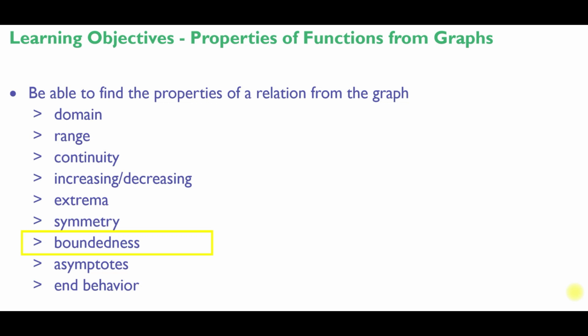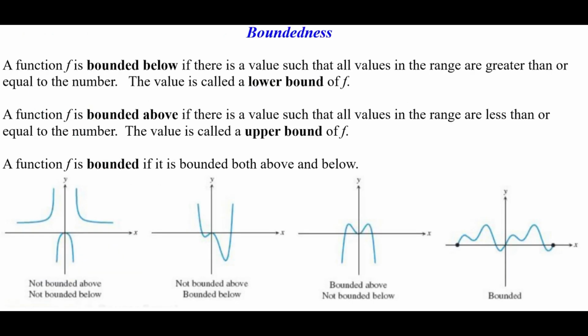This video is going to continue with properties of functions, looking at boundedness. The boundedness of a graph really is just a way for us to talk about whether the graph goes up forever or down forever. Either of those, both of those, neither of those.